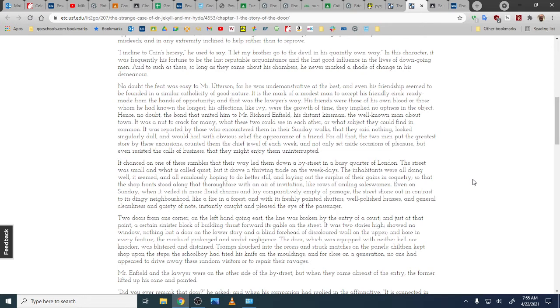So now we got our second character. Utterson, our main guy, has a friend named Richard Enfield, a distant kinsman, so maybe a second cousin or something further than that, where they wouldn't normally be friends. They wouldn't meet every day the way immediate family might, but something about the two has grown together. And it says Utterson's affections are like ivy.